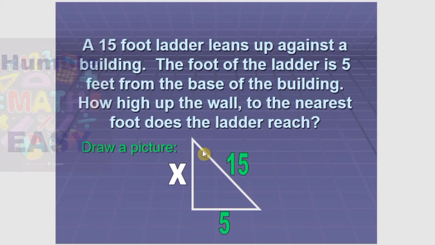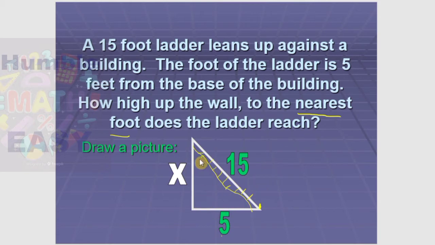So consider this one here, the 15-foot ladder. So this is our ladder that we have, leaning against the wall, which is 5 feet from the foot of the ladder. Then we have to find out how high up the wall to the nearest foot the ladder reaches. So take note, if it is nearest foot, we're going to round off to the nearest whole number. Okay, take note with that.